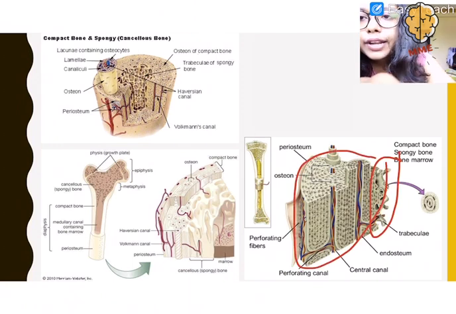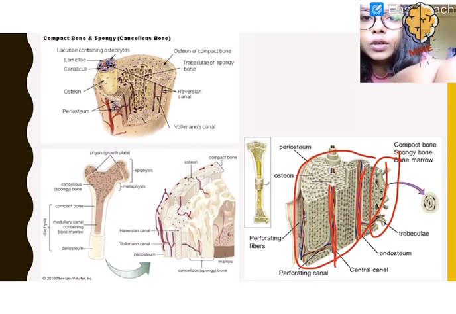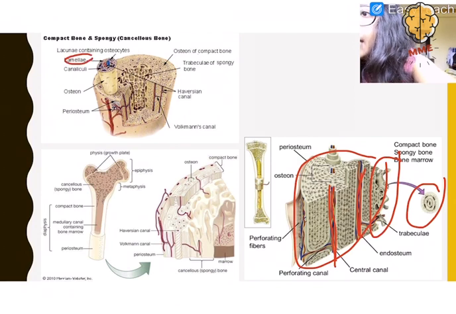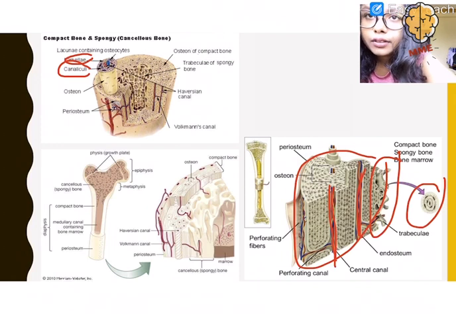Okay, the overlying thing is the periosteum, and these are the central canals, the Haversian canals. This is basically an osteon. Here you can also see the osteon contains numerous lamellae, with canaliculi connecting the lamellae to one another, and these lamellae contain lacunae which contain the osteocytes.